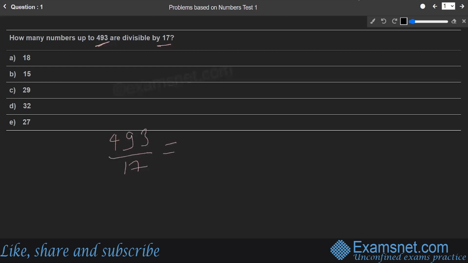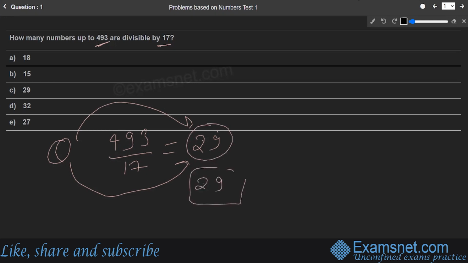In this case, only the quotient value is to be taken. The quotient value comes out to be 29. Obviously 493 is not completely divisible, but 29 is the quotient value. So 29 is the number of numbers up to 493 which are divisible by 17. So the answer is option C.